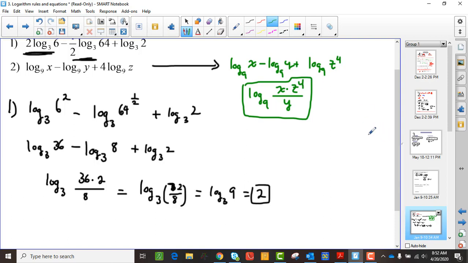Over y, but that's my answer for that one. So again, we're just using the rules for logs, which are the rules for powers or rules for exponents. If you're multiplying, you're adding. If you're adding, then you're multiplying. You can kind of go either way. In this case, we're going with the addition, making it a multiplication, and with the subtraction, making it a division.